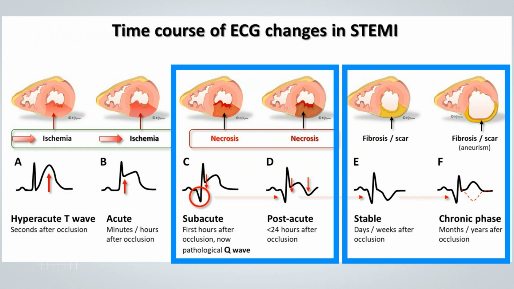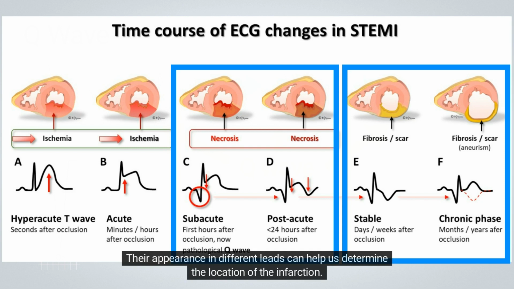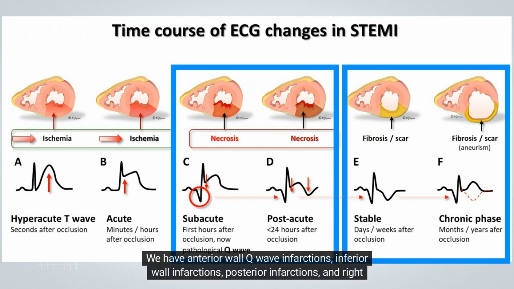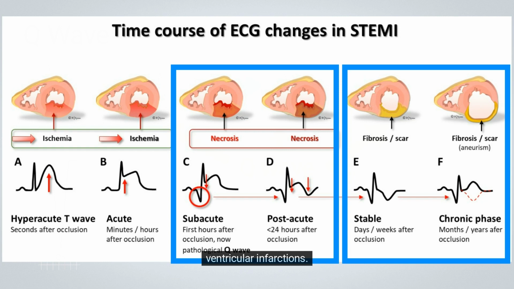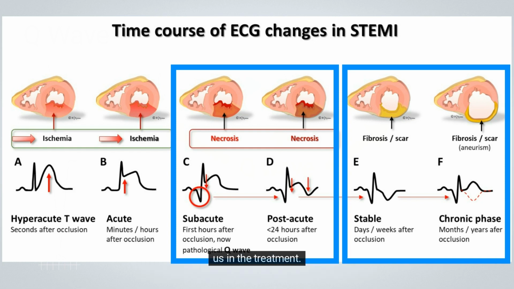The new Q waves of a myocardial infarction generally appear within the first day or so of the infarct. Their appearance in different leads can help us determine the location of the infarction. We have anterior wall Q wave infarctions, inferior wall infarctions, posterior infarctions, and right ventricular infarctions. Recognizing these patterns can help us understand the severity and extent of the infarction and guide us in the treatment.